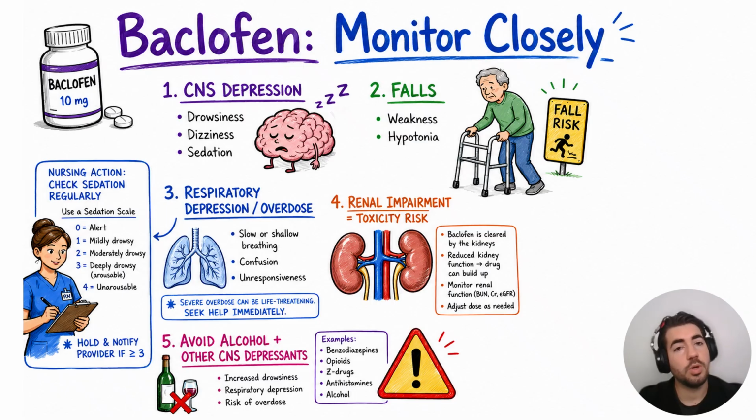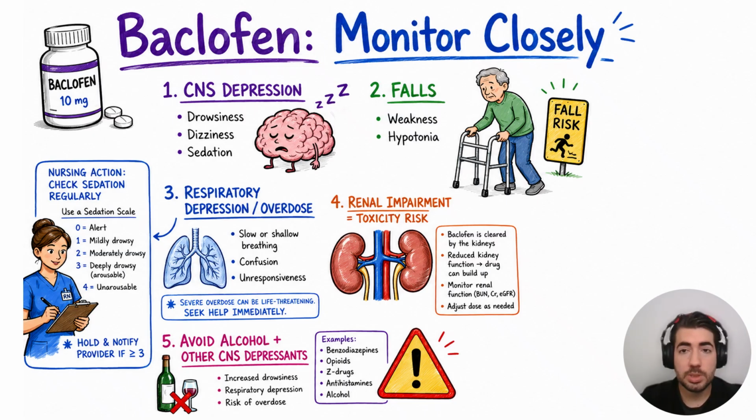All right. If we are talking about central nervous system depression with baclofen, you have to think of drowsiness, dizziness, and sedation. You have to be careful with this, especially in older patients, because you are increasing the risk for falls. Also, in these patients their muscles are already kind of weak, so if you give a muscle relaxant, you get more weakness and more hypotonia.